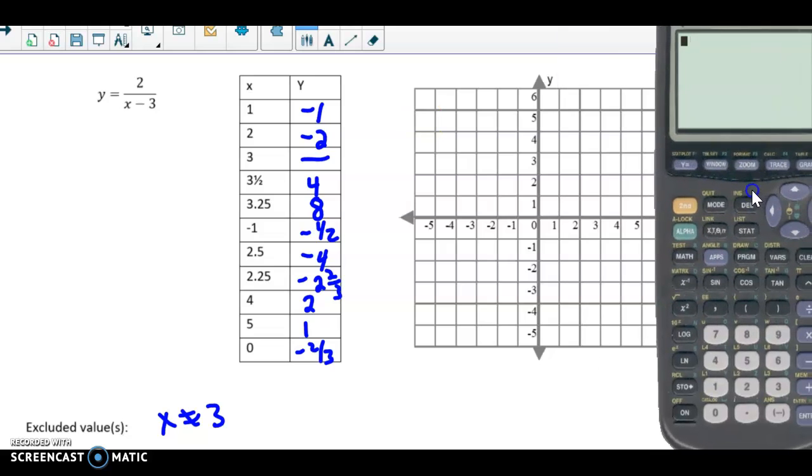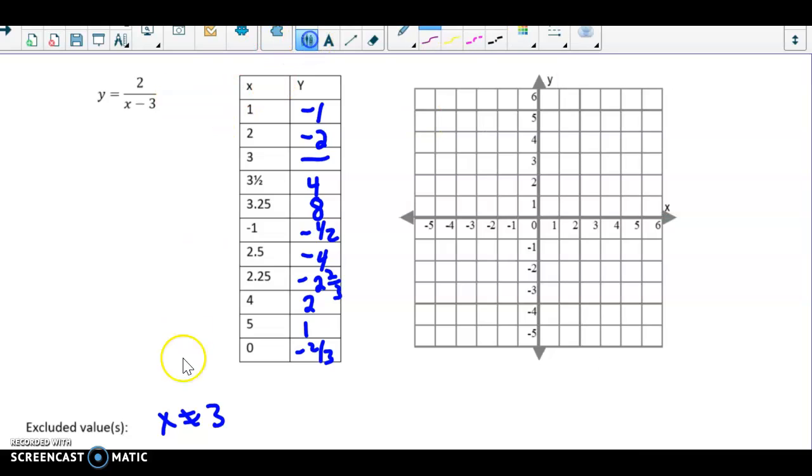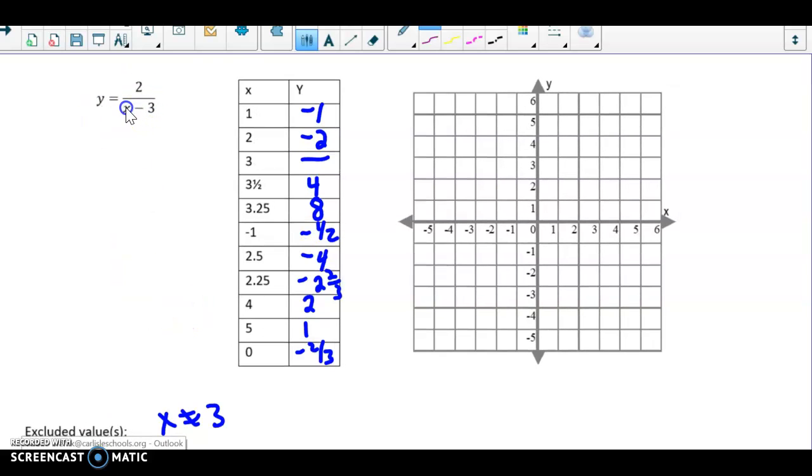Okay, so let's see if you got the right answers here. Hopefully you got the excluded value is x equals 3. If I try to put 3 in here, 3 minus 3 is 0, and I can't take 2 divided by 0. So 3 was the excluded value, which means right here where x is 3 is going to be a vertical asymptote. Whoops, I didn't draw that very straight, sorry. That's supposed to be right at x equals 3. That's going to be a vertical asymptote showing me that x is never actually going to be 3. There's going to be a break in the graph here at 3. That's the excluded value.